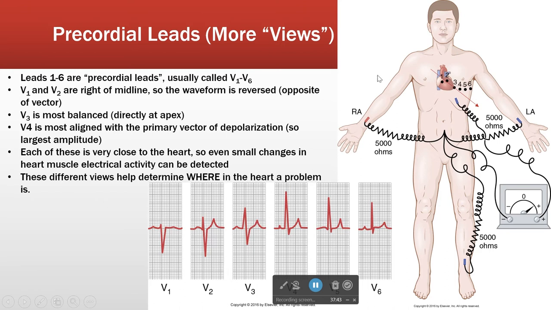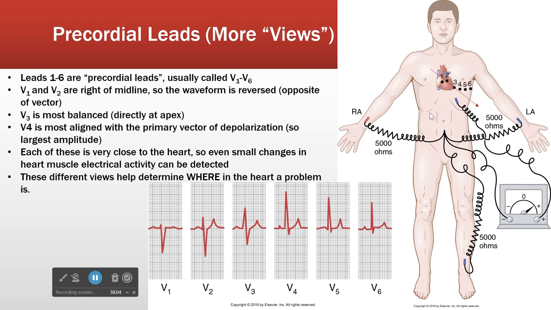So in addition to leads 1, 2, and 3, we have leads V1 through V6. We call these the precordial leads or the lateral leads. They actually go further around the body, so there's more than V1 through V6. But I like these six because it shows you kind of a progression.